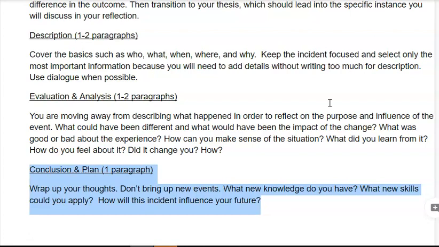So really, the conclusion and plan is more along the lines of, this is where it's brought me, and this is how I plan to use this in my future. This is the lesson that I learned from this. This is how I'm going to plan to use it in my future. This is how it's made me a better person, or this is how it's impacted me. So there's your conclusion and plan.